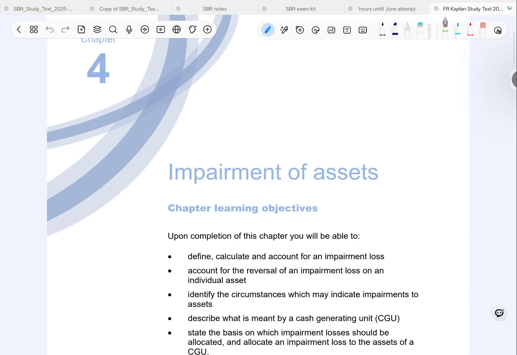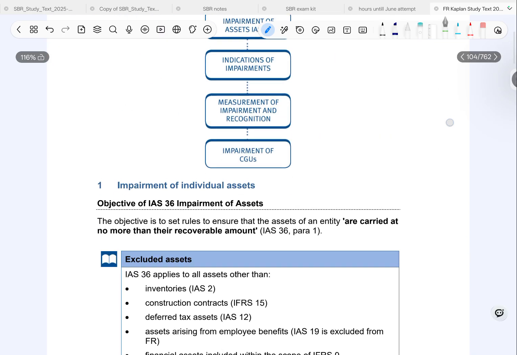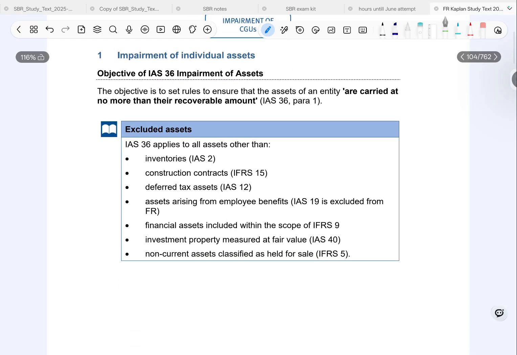So let's continue with our FR series, and today's chapter is chapter number 4, Impairment of Assets. Okay, so quickly let's start.